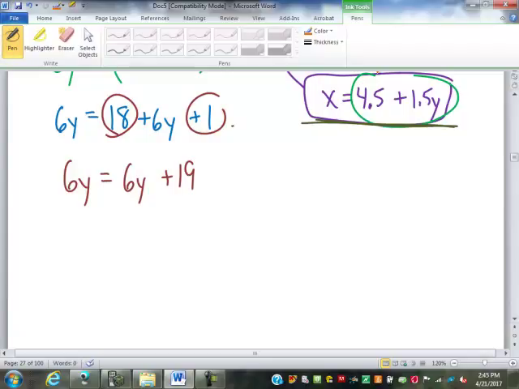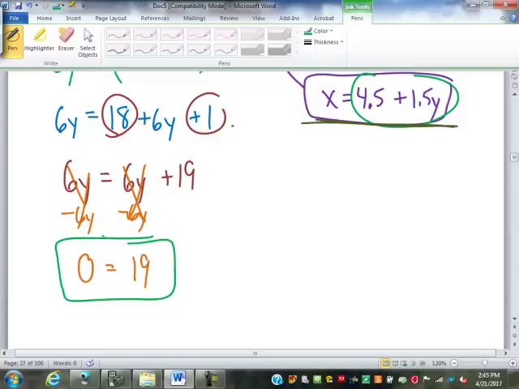We have y on each side here. We have to get rid of one of them. Normally, we would get rid of the smaller one, but here they're both the same. If I subtract 6y from each side, that's gone, and this is gone. So I've got 0 equals 19. Okay, so we got 0 equals 19. What is that telling us? It's not going to work.